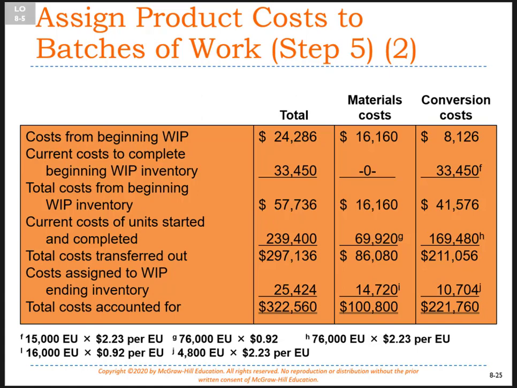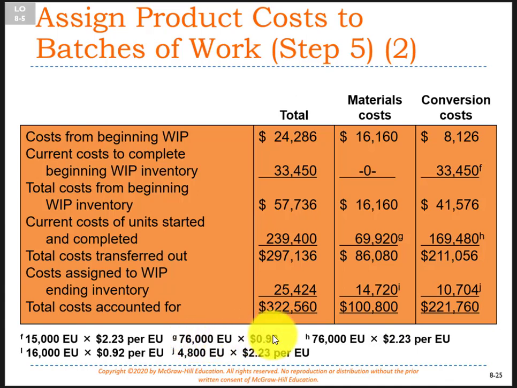Assigning our costs to what we've done. Okay? We need to calculate how much gets transferred, right, to the next department. What you need to do is add up the cost from beginning work in process, cost to complete, okay, the beginning work in process, and the current cost of those units that are started and completed. You see the calculations down here.